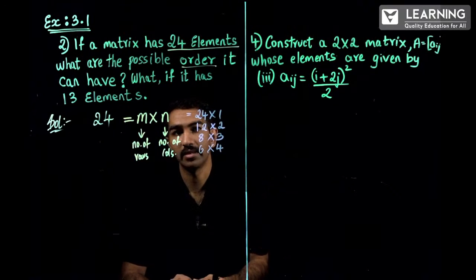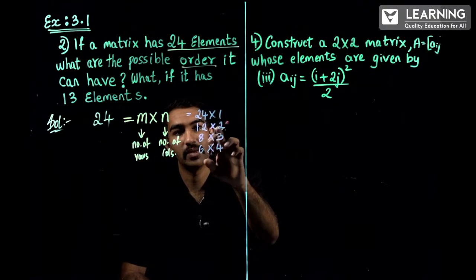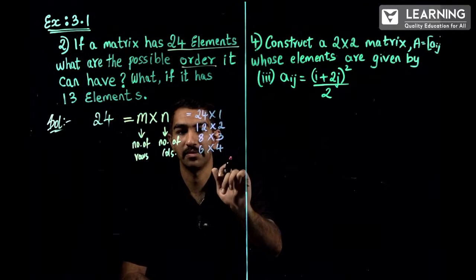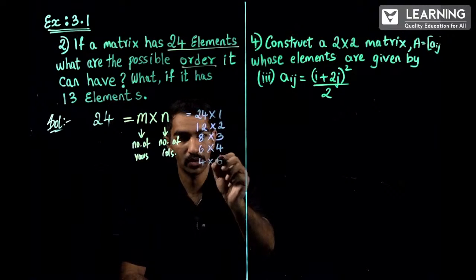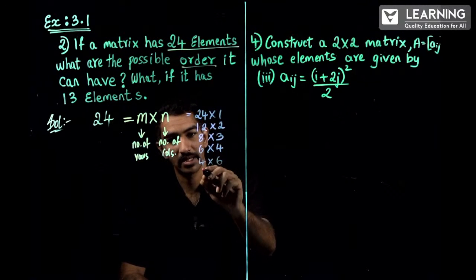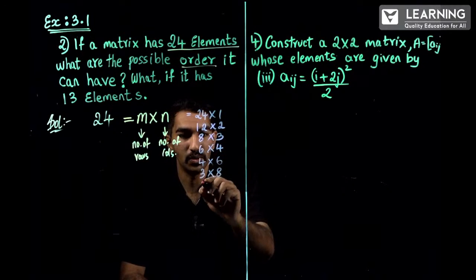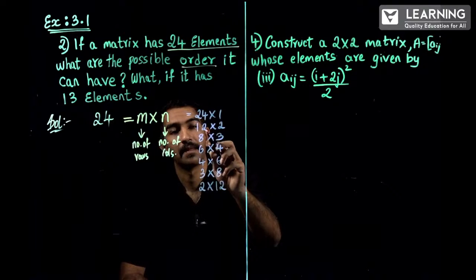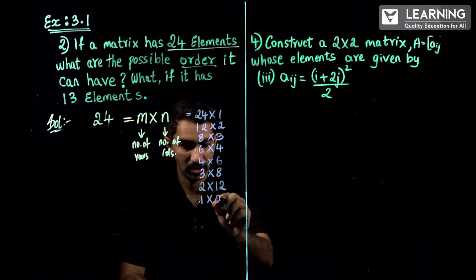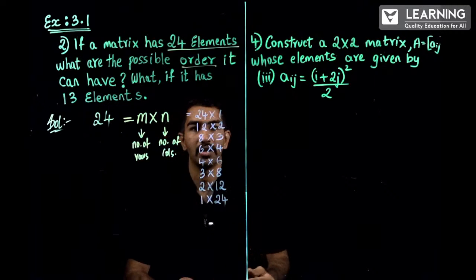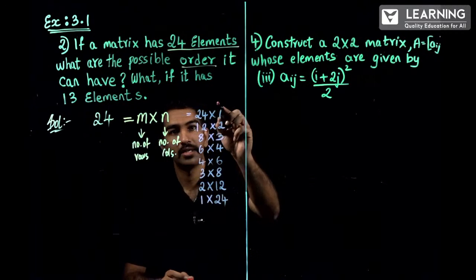So further, 24 into 1, 12 into 2, 8 into 3, 6 into 4. Next would be 4 into 6, which means 4 rows and 6 columns. Next, 3 into 8. Next would be 2 into 12, means 2 rows and 12 columns. And 1 into 24, 1 row, 24 columns. So these are what?